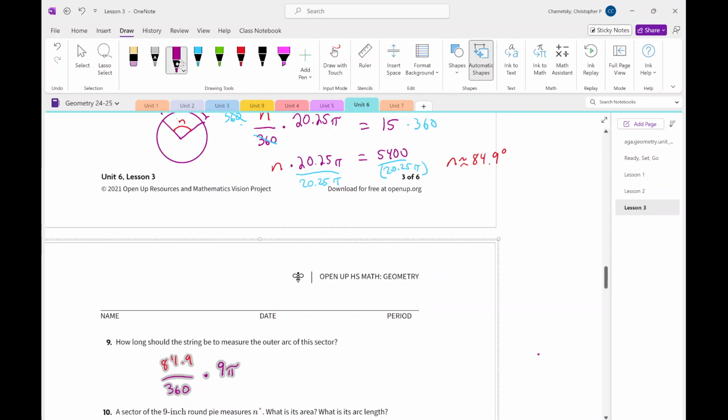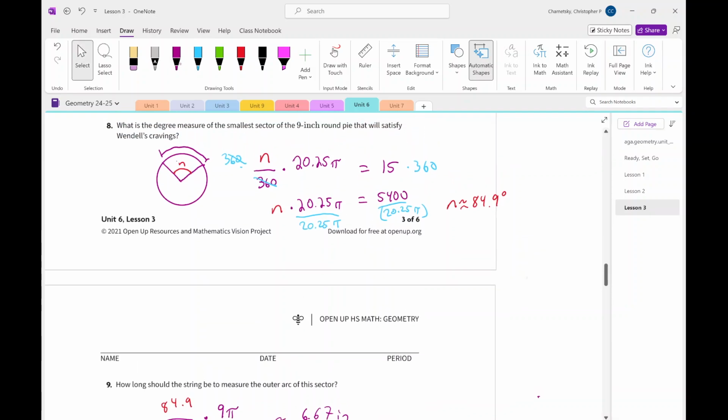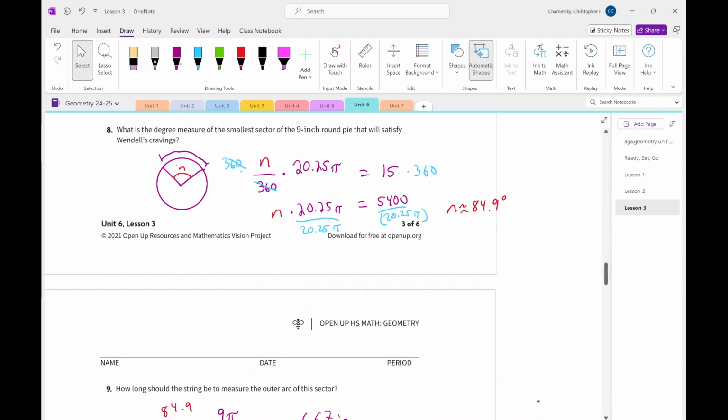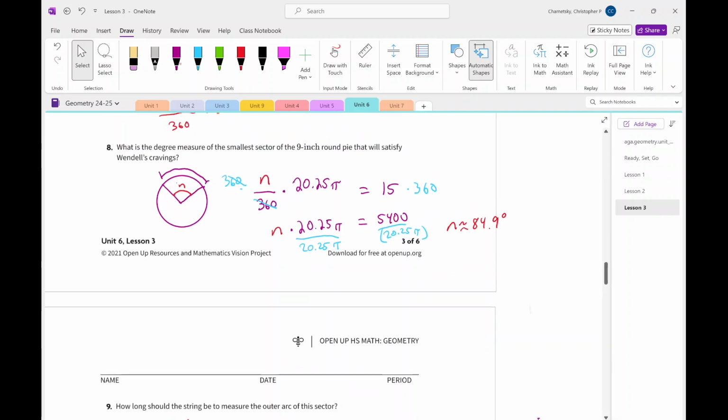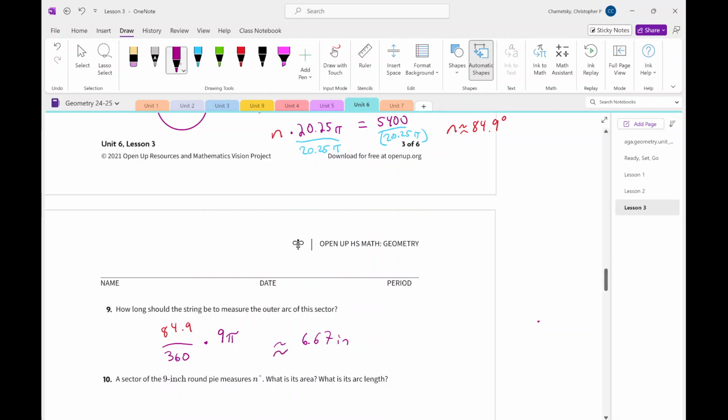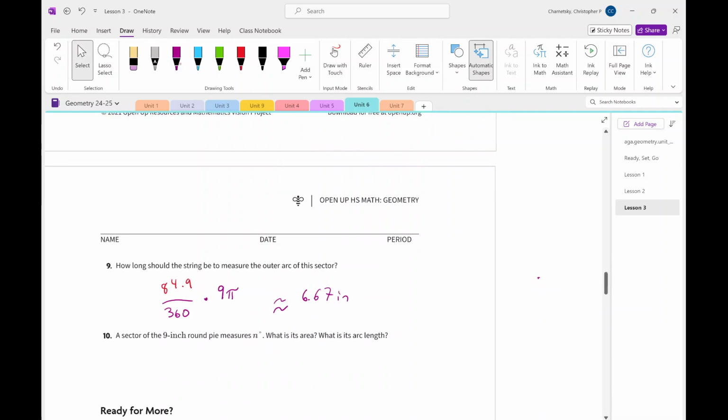And I'm getting approximately 6.67 inches. And again, that makes sense. It's a smaller arc length because we don't need to take that big a chunk out of the bigger pie to get that area.